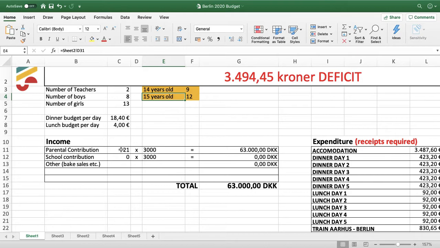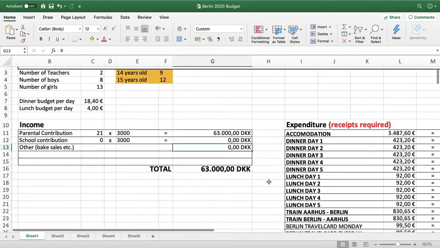So we had the parental contribution, so 21, that was actually calculated from the number of boys plus the number of girls. So if you look in there, that's a spreadsheet formula. 21 times 3,000 kroner, 63,000 kroner I had to play with. And then I was assuming that the school wasn't adding anything to that, although sometimes they find the budget to do that. And then maybe bake sales and things. Again, I was assuming nothing at that point. So I had 63,000 kroner with which to plan a trip. And so that's my income.